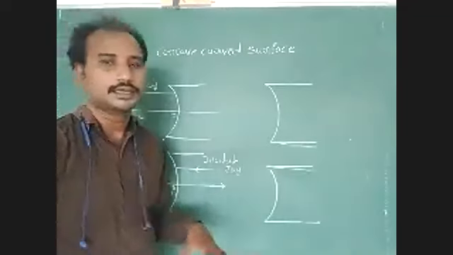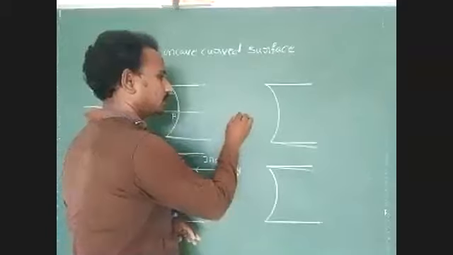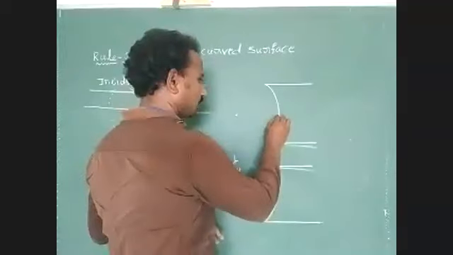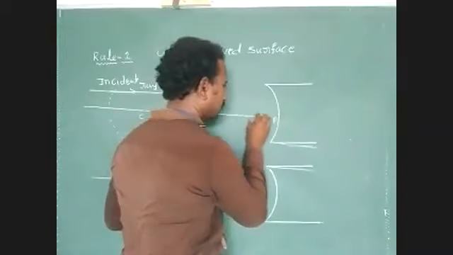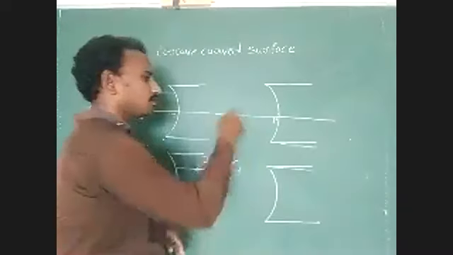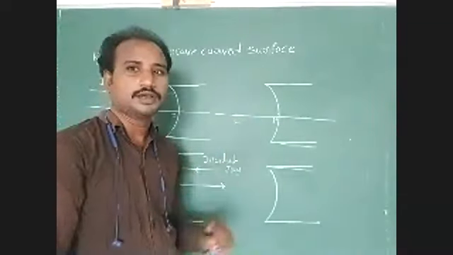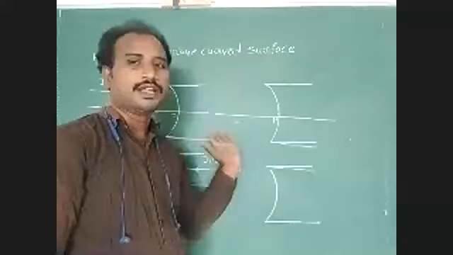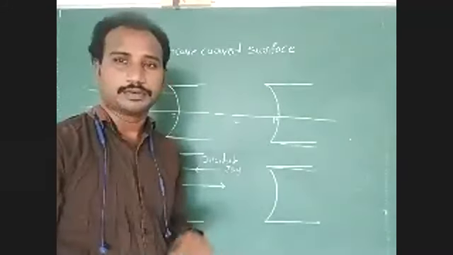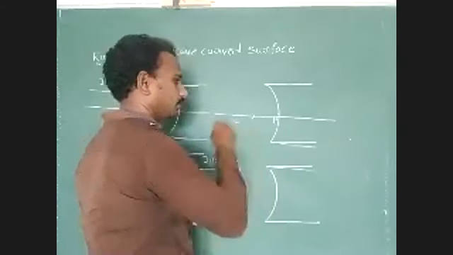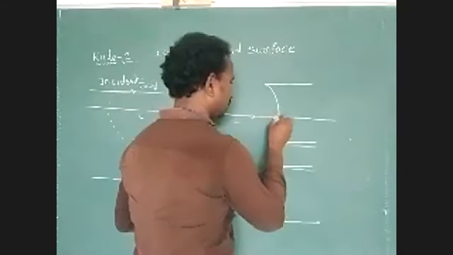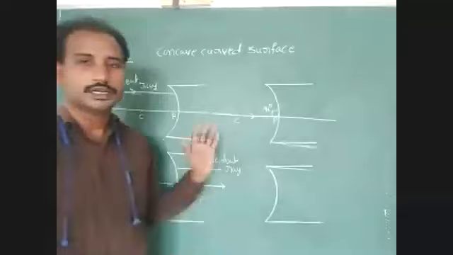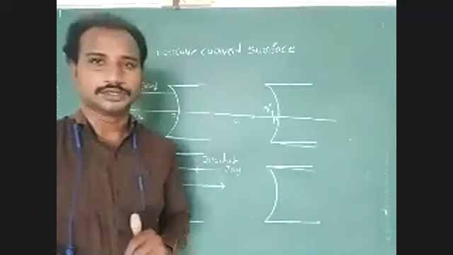In the second condition, we have to represent the center of curvature and the midpoint. The midpoint of that curved surface is called the pole. Draw one reference line passing through the center of curvature and the pole of the concave curved surface. Now consider the incident ray direction from the rarer optical medium to the denser optical medium. From rarer to denser. Here, the incident ray makes 90 degrees with respect to the curved surface.